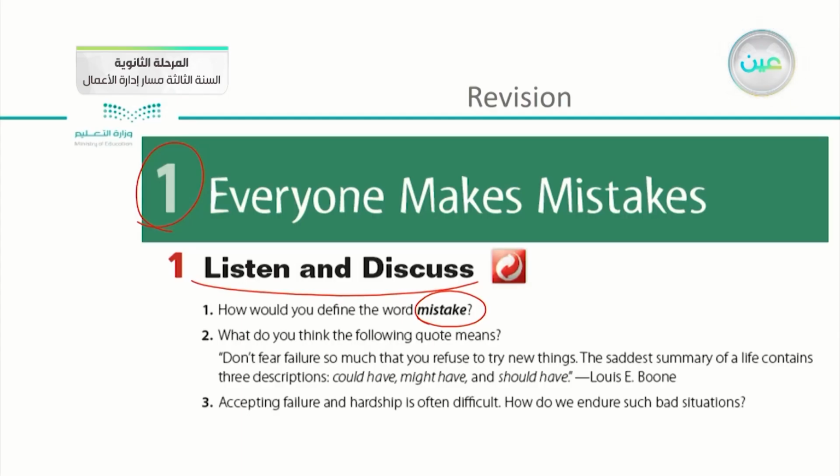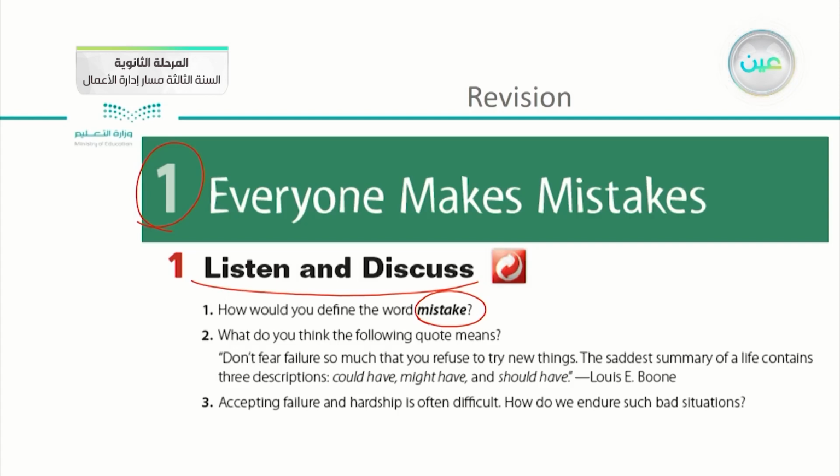Number 2, what do you think the following quote means? Don't fear failure so much that you refuse to try new things. The saddest summary of a life contains 3 descriptions: could have, might have, and should have. This quote means, what do you think it means? It means that we have to try things even though we might make mistakes.